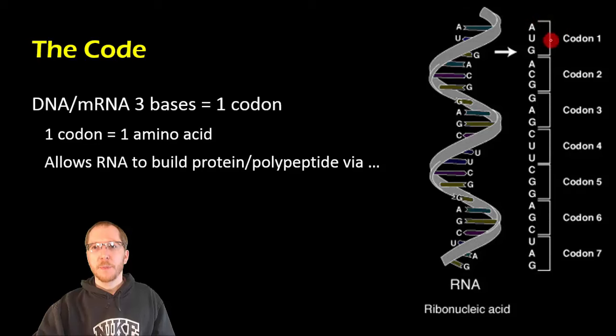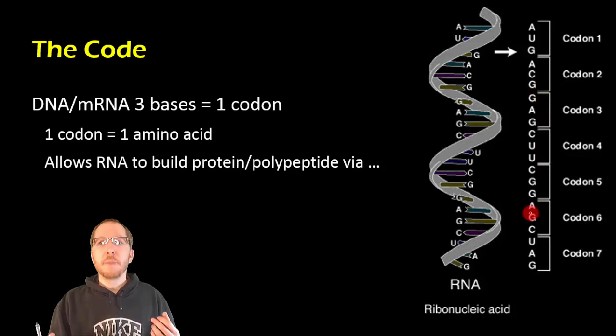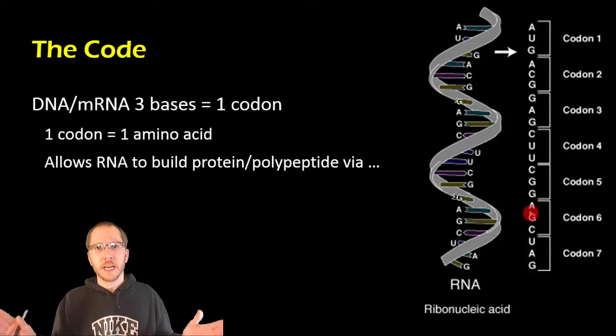So codon 1 will be AUG here, so an adenine, a uracil, and a guanine. And then you've got the next group of 3, the next codon, the next, the next, the next. And a gene can be hundreds of codons long. You know, in some cases, maybe even thousands. So these genes are going to be lots of nucleotides.